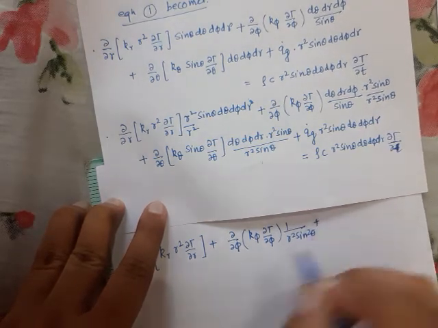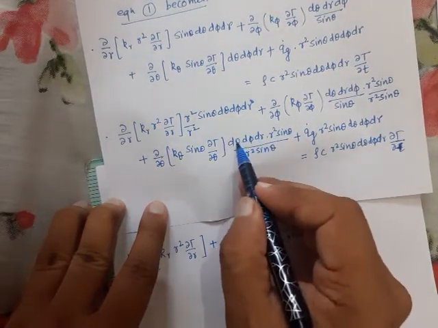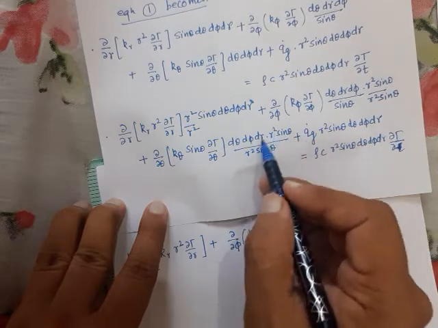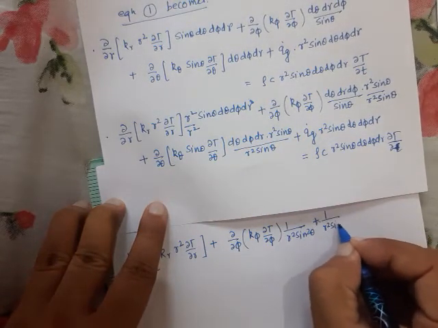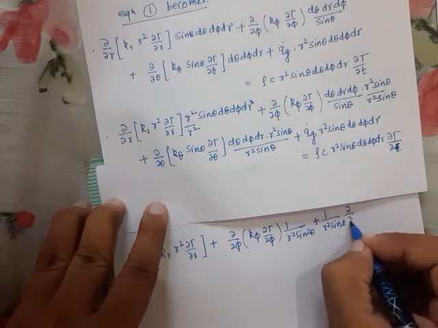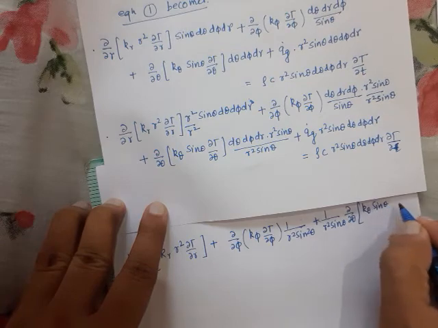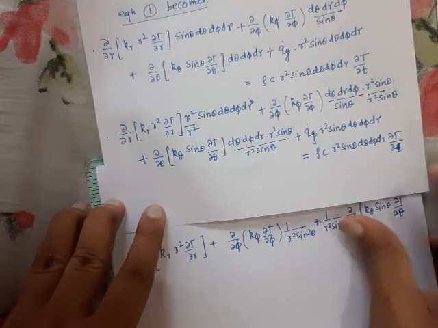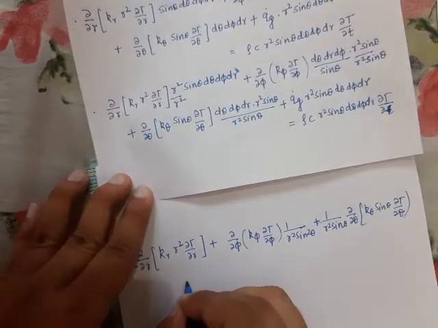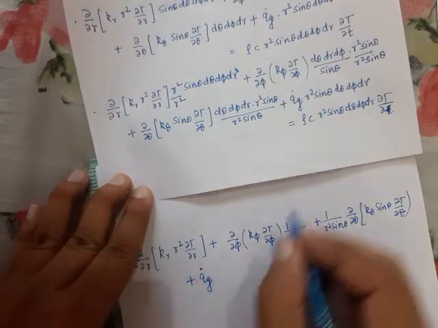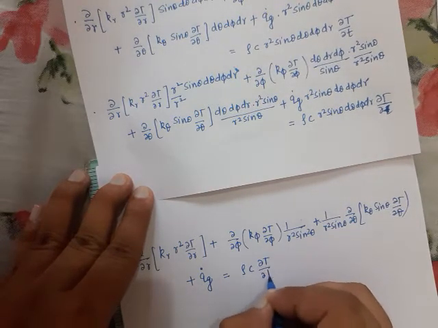Plus, what about the last term? This is again the volume term, d d phi dr r square sine, this gets cancelled out. What remains? 1 upon r square sine theta, del upon del theta of k_theta sine theta del T upon del theta. Please note, plus q dot g, volume gets cancelled out, is equal to rho c del T upon del t.